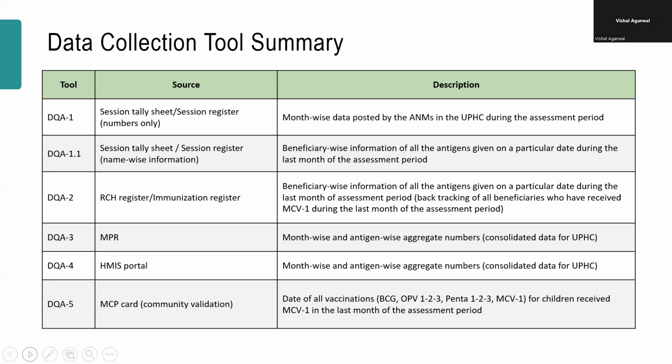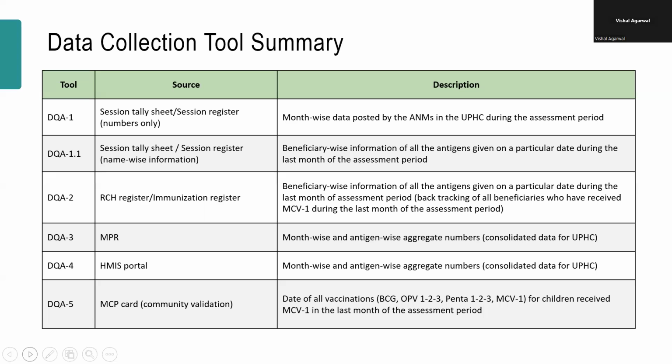The second tool was DQA 1.1. It is quite different from DQA 1. In DQA 1, we are collecting only date-wise numbers for a particular health worker or a particular PHC. But in DQA 1.1, we are considering the beneficiary name. In DQA 1, we are considering the assessment period of the whole 6 months, but in DQA 1.1, we are collecting the data only for the last month of our assessment period. So the difference is that in DQA 1 we are only collecting the numbers, and in DQA 1.1 we are collecting the information by name and whatever antigen is given to the beneficiary in that particular month.